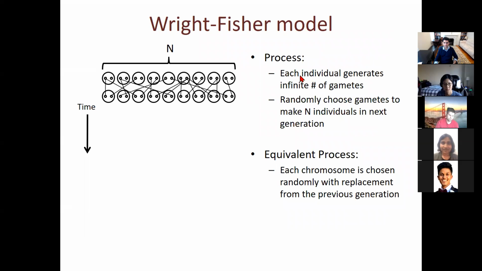And the process is that every individual generates an infinite number of gametes, and we randomly choose gametes to make n individuals in the next generation. And an equivalent process would be that every chromosome is chosen randomly with replacement from the previous generation. So here's every individual with their 2 chromosomes. And this individual contributed this chromosome to that individual and that chromosome to this individual. And that individual contributed this chromosome here. And that individual, for example, contributed 1 chromosome, but the other chromosome was just lost. It didn't make it to any of the descendants.